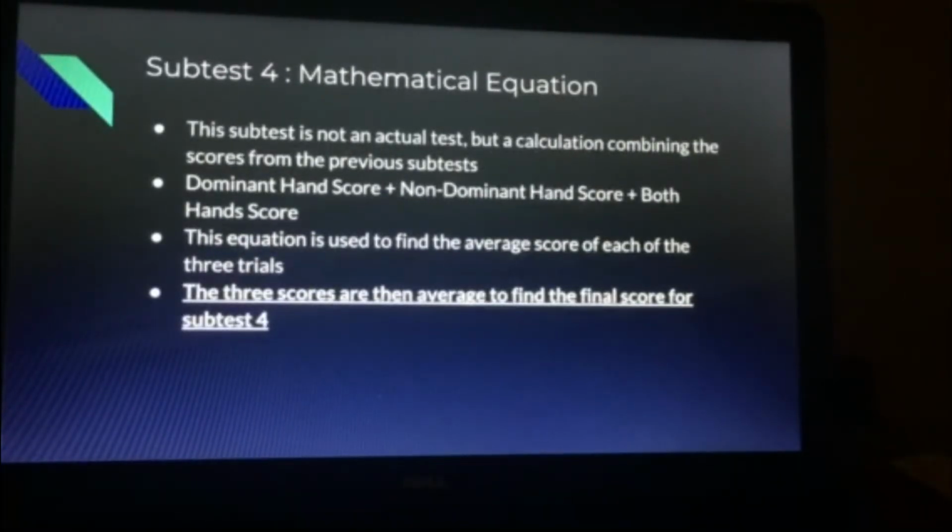Subtest 4 isn't an actual test, but it is a calculation combining the scores from the previous subtests. So the equation is dominant hand score plus non-dominant hand score plus both hands together as a score. And then this equation is used to find the average score of each of the 3 trials. The 3 scores are then averaged to find the final score for subtest 4.